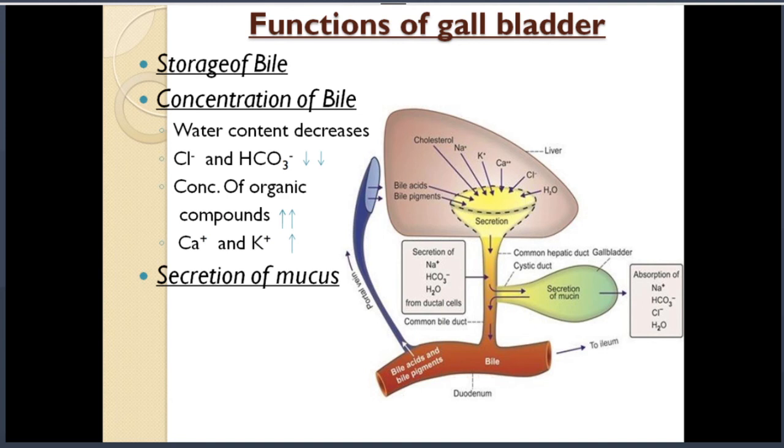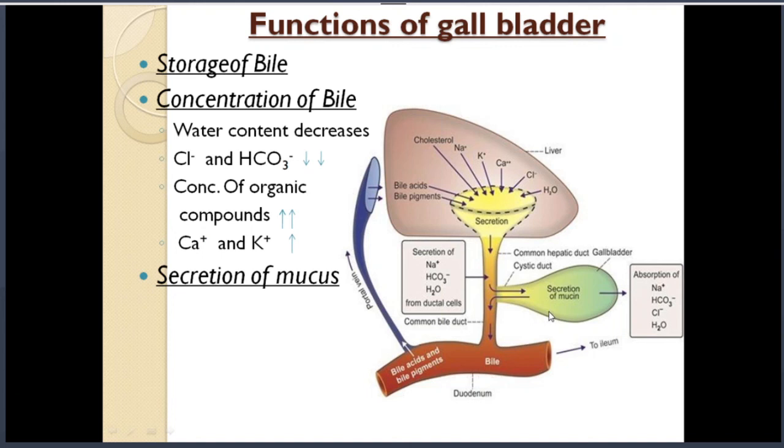The liver produces bile continuously. The hepatocytes produce the bile continuously, but it is not continuously required in the duodenum or in the intestine. So it has to be stored somewhere so that it can be released whenever required, that is, after meals. The gallbladder serves that action by storing the bile produced in the liver. And when the bile is stored, it also changes its concentration. It becomes more concentrated.